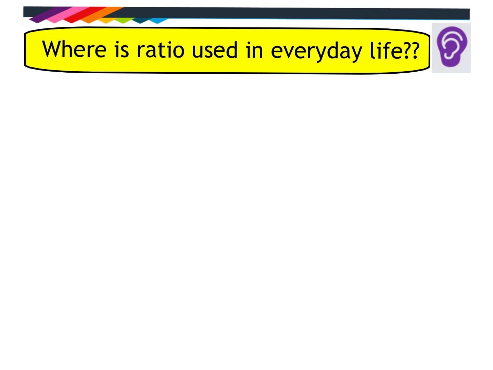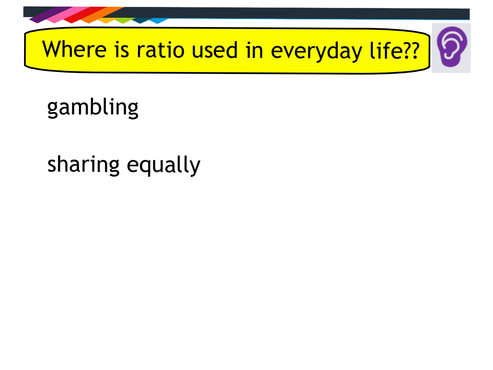So ratios, where are they used in everyday life? So I've got a couple of examples here. So they're used in gambling. When you place a bet on a horse, you're given odds. For example, the odds on the horse winning are 5 to 1. That means you'll get £5 for every £1 you bet. That is a ratio. Anything in maths where we're talking about sharing equally between people, sharing is done in a ratio as well.